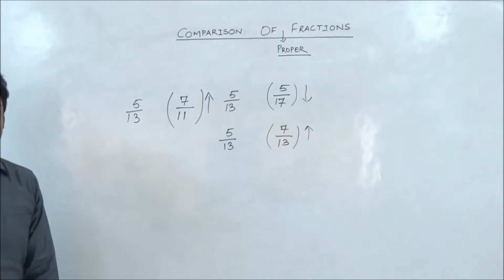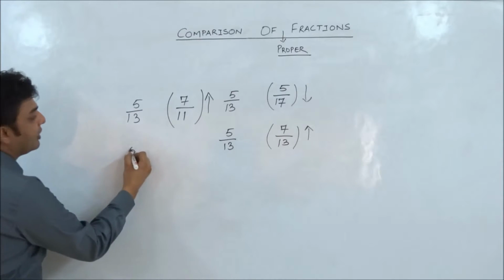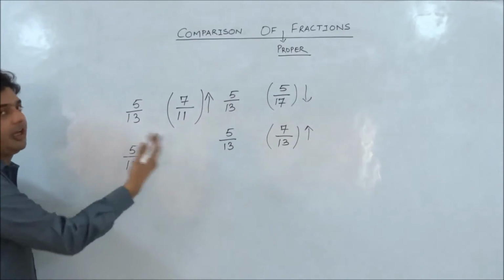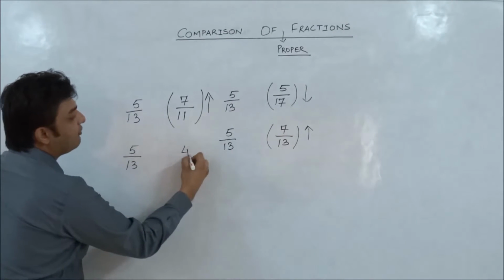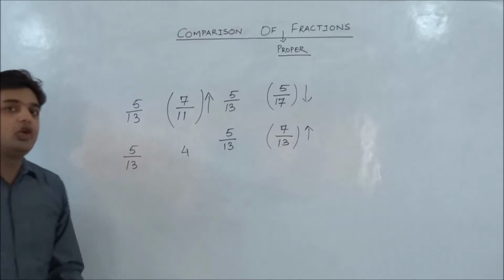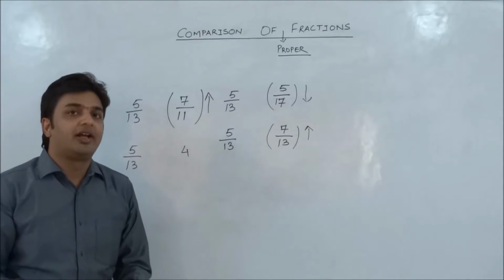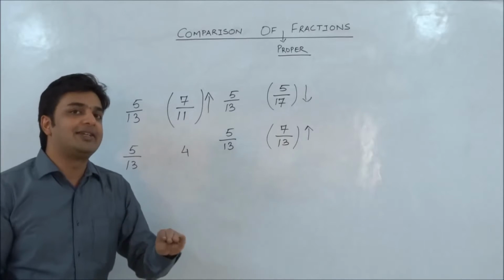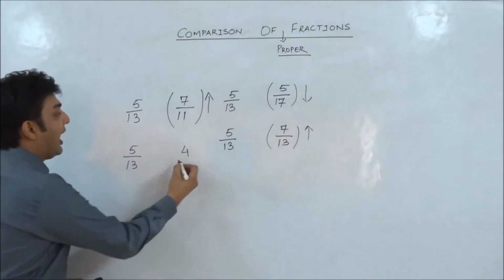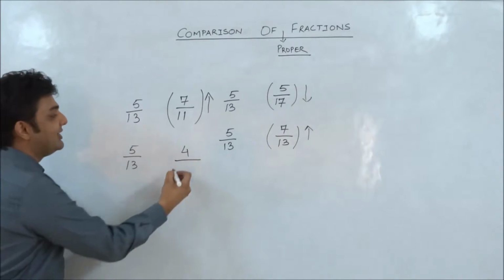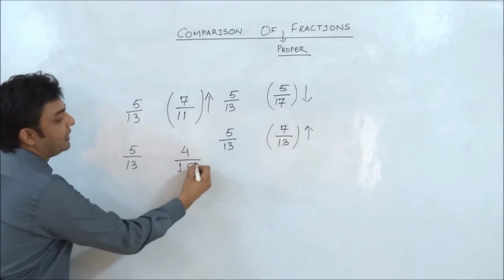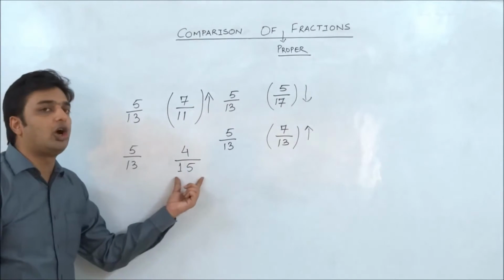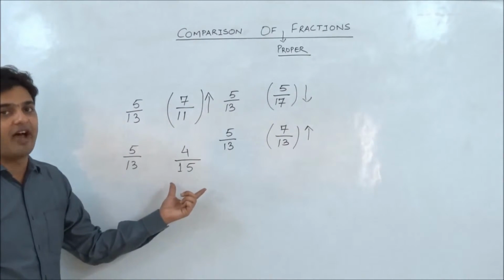So when both the effects are combined, the net fraction is going to be greater than the fraction that we are comparing with. Similarly, if the numerator decreases, let's say it becomes 4, a decrease in the numerator will lower the number, that means it should be less than the comparing fraction, and the denominator increases, let's say 15. An increase in the denominator also decreases the value.